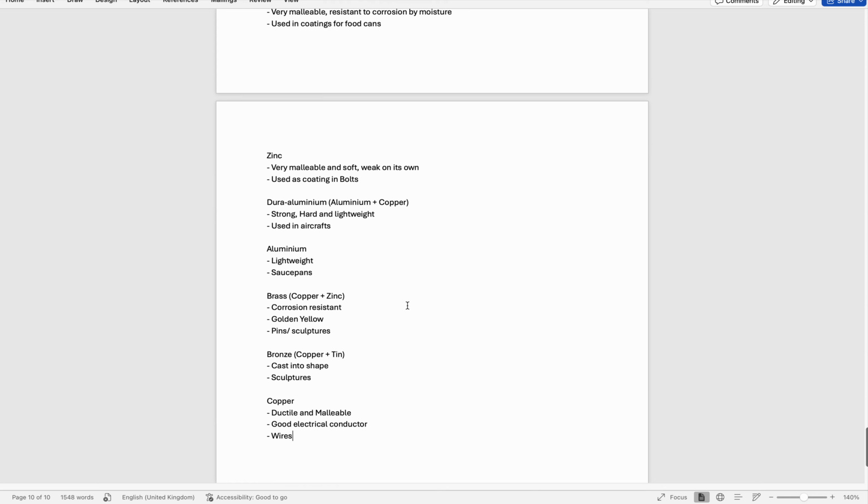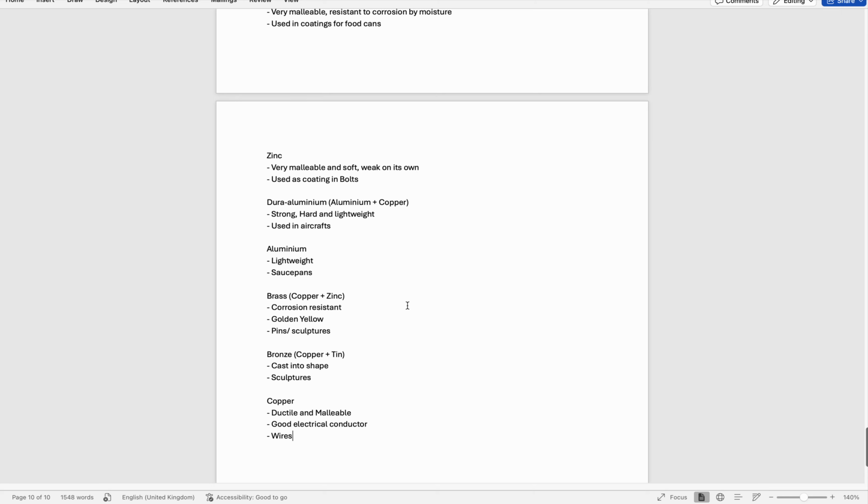Brass is an alloy of copper and zinc. It is corrosion resistant. It is golden yellow, so some people would use it to sculpt, but it is also used in the pins for UK plugs because it is quite corrosion resistant, quite hard, doesn't really deform, but it is still a good electrical conductor. Bronze is copper plus tin, which is really just used in sculptures. It is cast into shape.